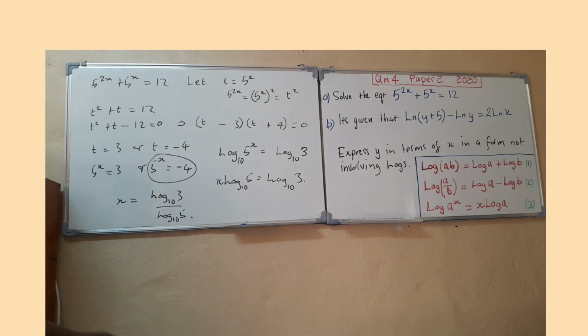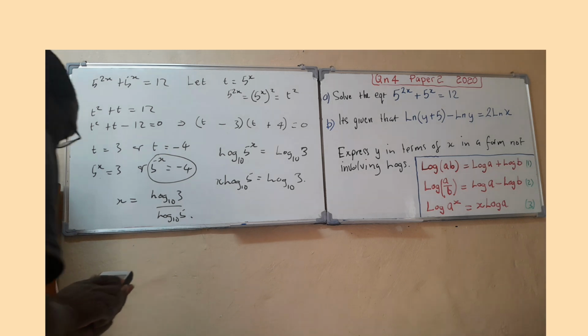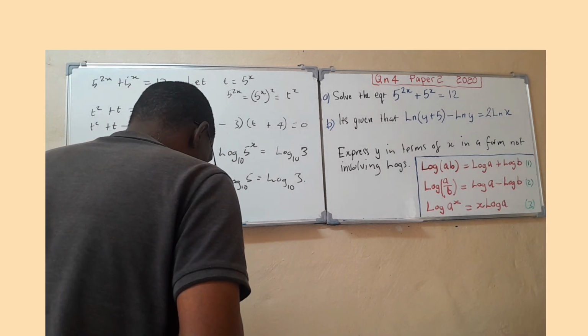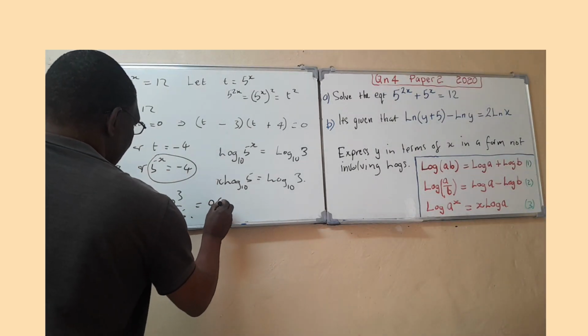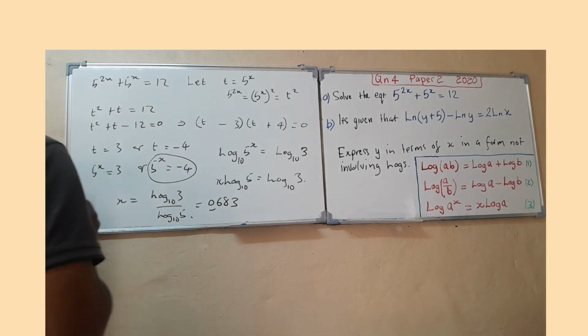We just punch this in our calculator. So we have log 3 is equal to that. Let me store it in A. Then I have log 5, which is that inverse, times recall A, which is that. It's about 0.683. So x is equal to 0.683.